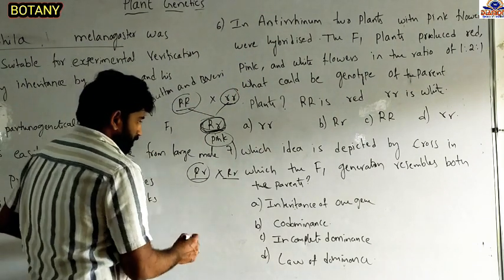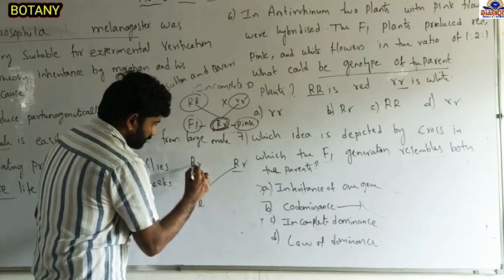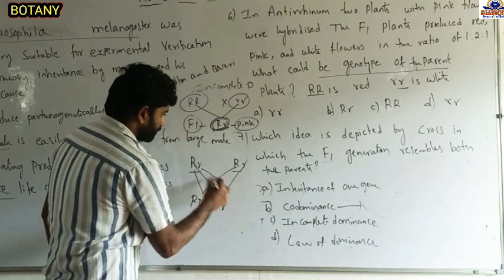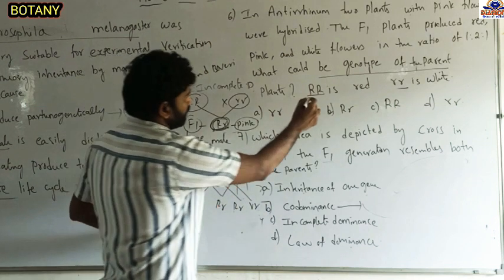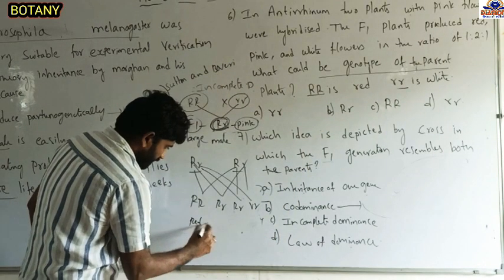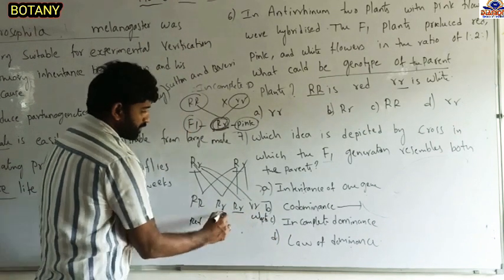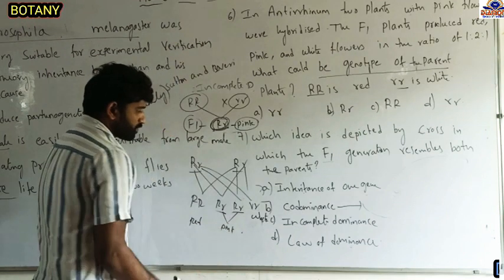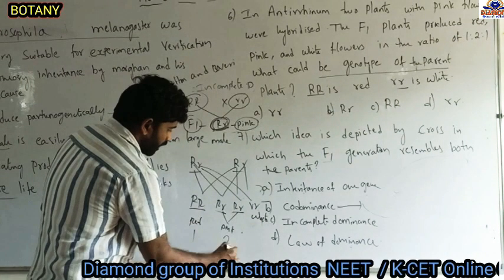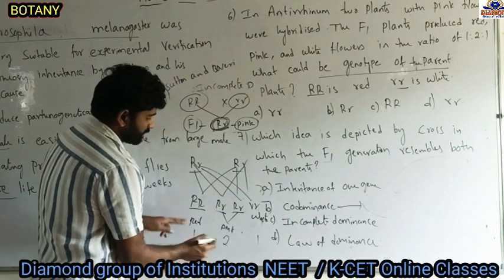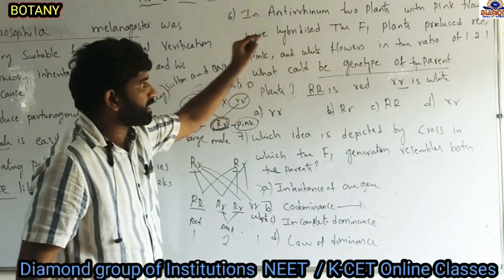If you are going to do the crossing of these two, in the next generation we get capital R capital R, capital R small r, capital R small r, and small r small r. Here they given as a hint, capital R is red, small r is white. So capital R small r are the pink flowers. So a total of 4 offsprings are formed. Out of the 4 offsprings, one is red, two are pink, and one is white. 1 is to 2 is to 1. So the ratio of these hybridized plants crossed will be 1 is to 2 is to 1.